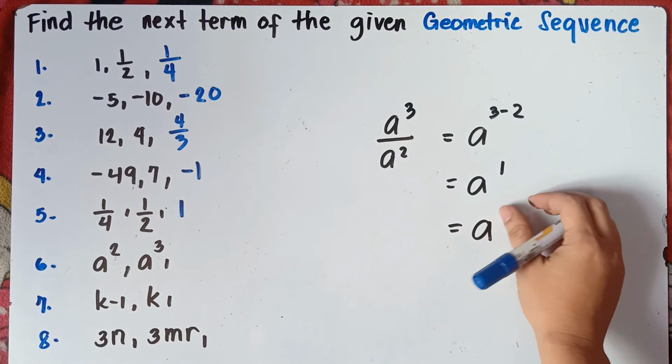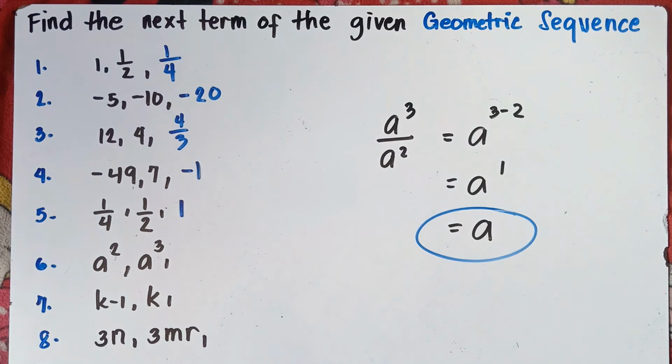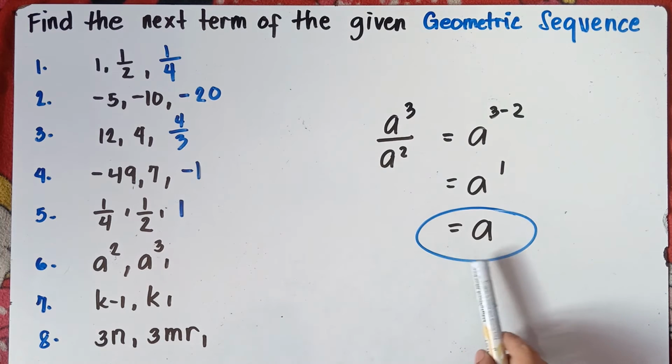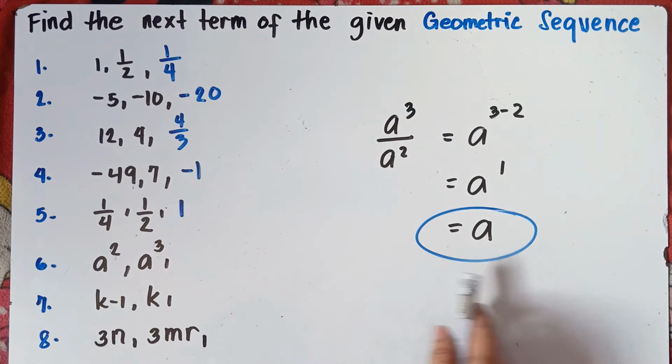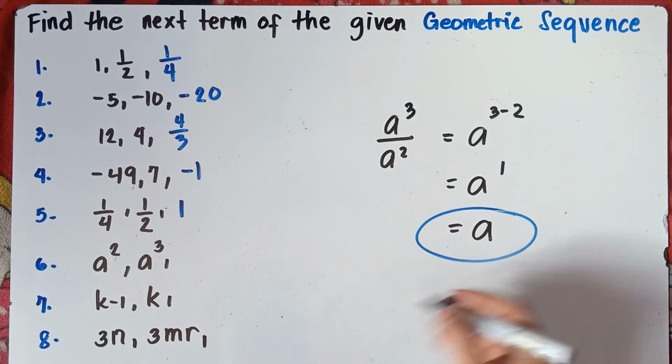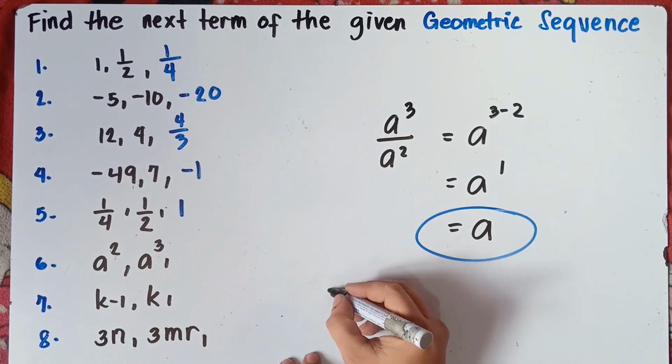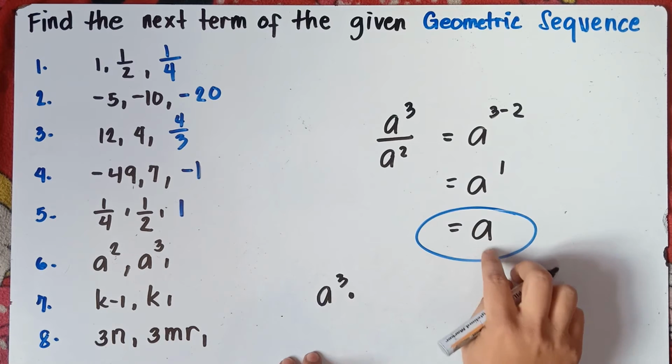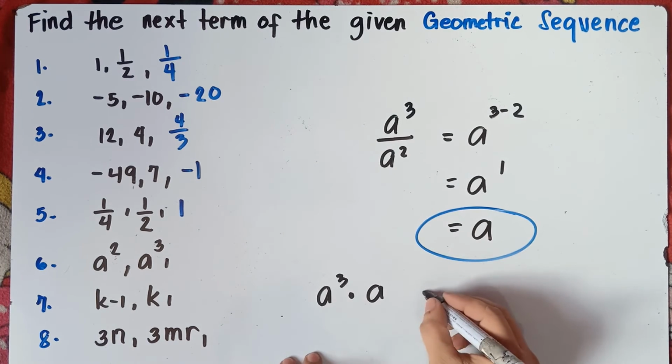So you can just simply write a. Alright, so the common ratio is a. So you multiply a by a cubed, and that will be the next number. So a cubed times this common ratio, which is a. So a cubed times a.